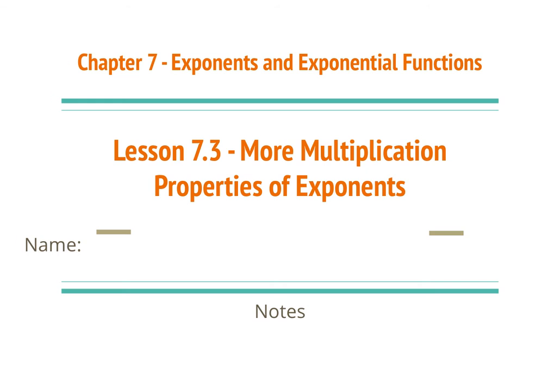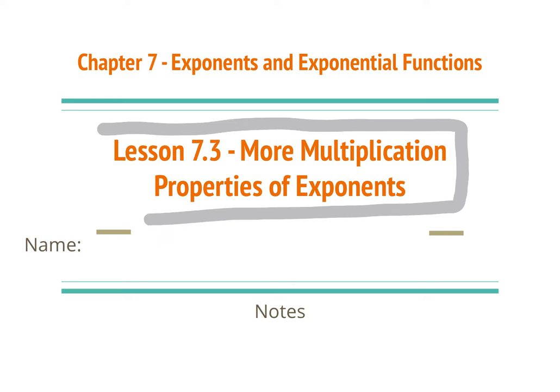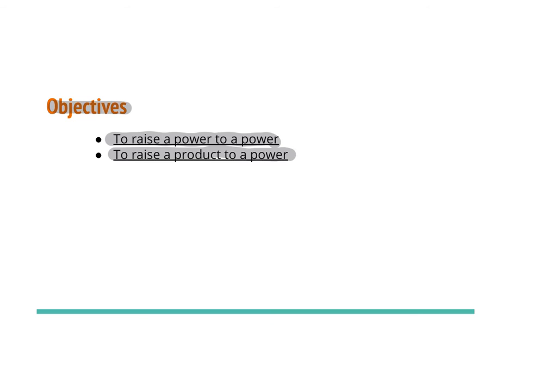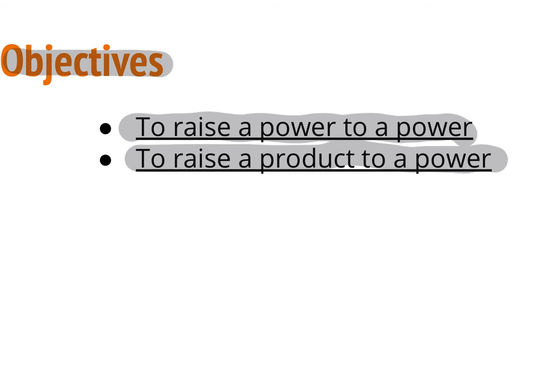I need you guys to copy down lesson 7.3, more multiplication properties of exponents. Anything today that I highlight in black or box in black, you guys need to copy down. So this is 7.3, more multiplication properties of exponents. Our objectives are to raise a power to a power, and to raise a product to a power. We're going to go over each.